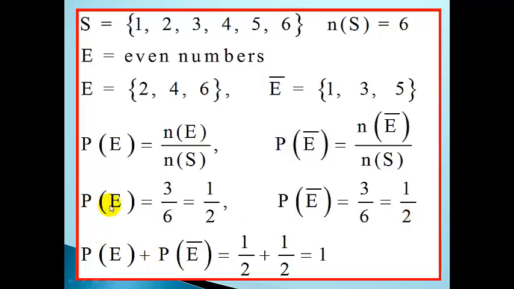So the probability of even numbers plus the probability of not even numbers will be equal to half plus half, and this is equal to 1. And that is the explanation of the law that says that the probability of an event plus the probability of no such event is equal to 1. That is the understanding.